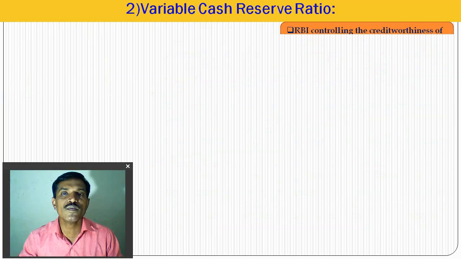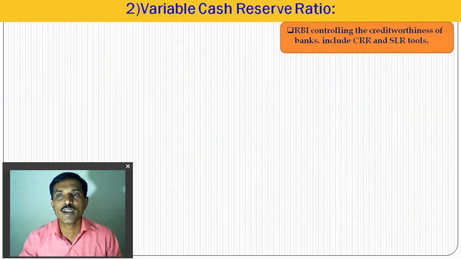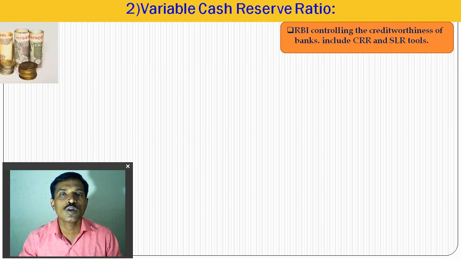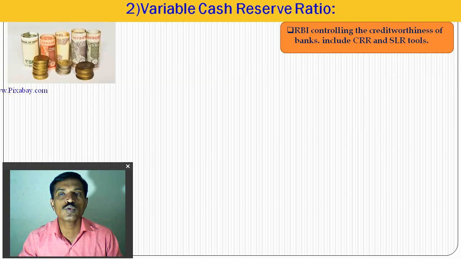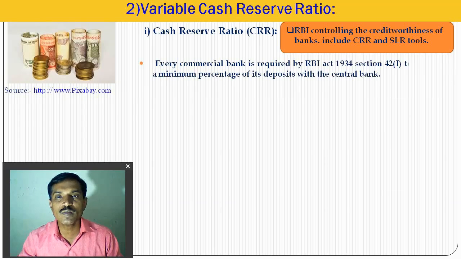The next is the variable cash reserve ratio. Under this, RBI controls the credit worthiness of banks, including the cash reserve ratio, that is CRR, and the statutory liquidity ratio tool, that is the SLR. So variable reserve ratio means there are two ratios, the cash reserve ratio and the statutory liquidity ratio. Let us begin with the first, cash reserve ratio. Every commercial bank is required by RBI Act 1934 section 42 to maintain a minimum percentage of deposits with the central bank, in proportion to their demand and time deposits.